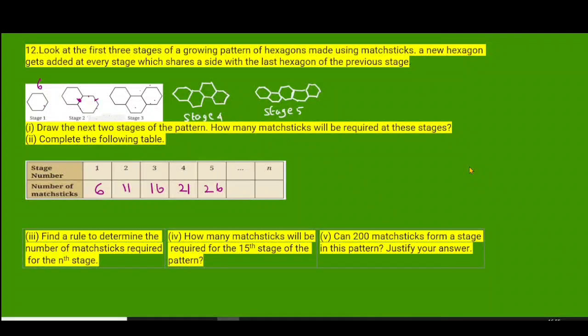Find a rule to determine the number of matchsticks required for the nth stage. So they are asking how to find the matchsticks for the nth stage. What to take here: number of matchsticks, n, that is the increasing constant value. And what is the resultant thing we are getting? Sorry, n means number of stages.